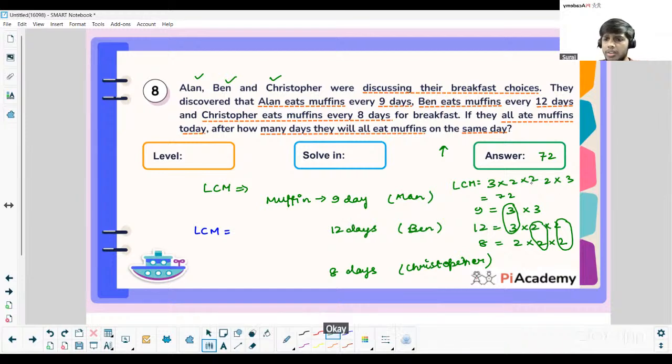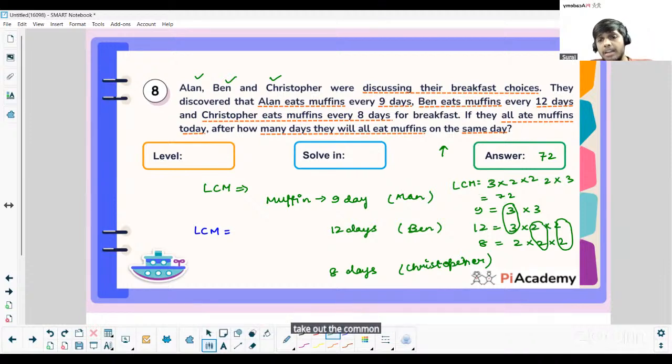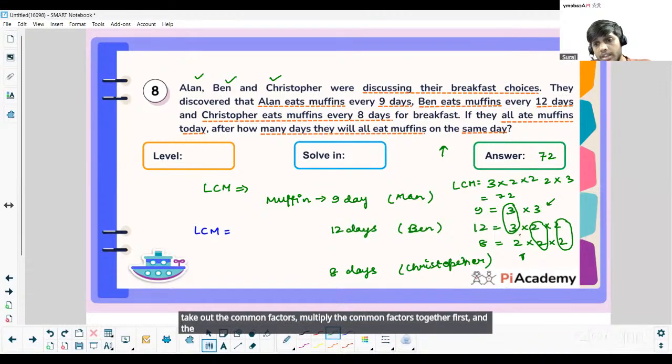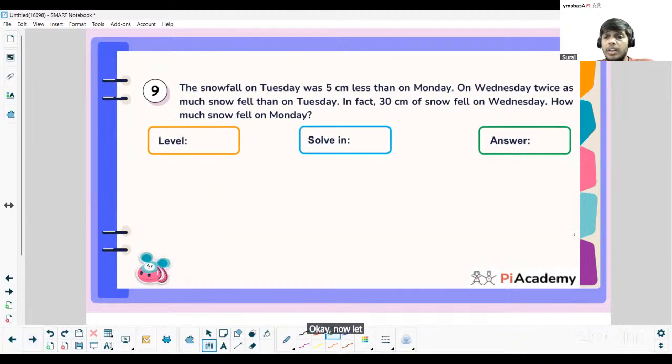Okay. So whenever you get this type of question, you just have to figure out the prime factors first, take out the common factors, multiply the common factors together first, and the ones which are left out, you have to multiply them later on. You will be getting the final answer as the LCM here. So this is one of the tricks that we use to calculate the LCM. Now let us quickly move on to the last question for us today.